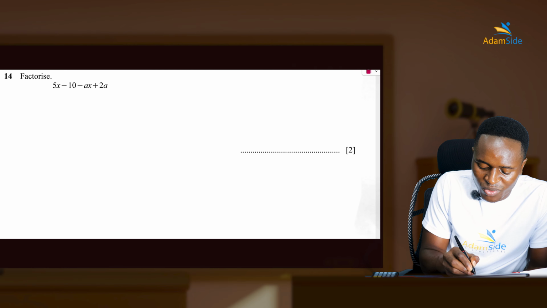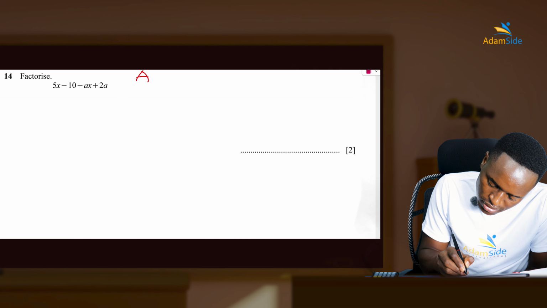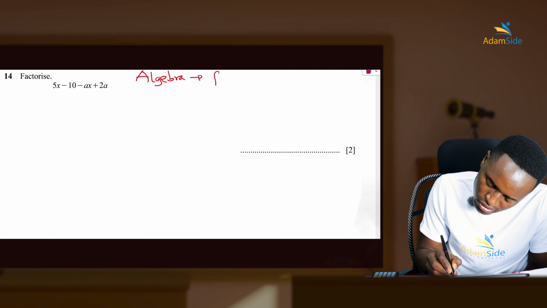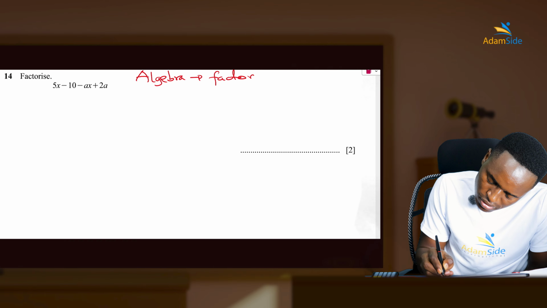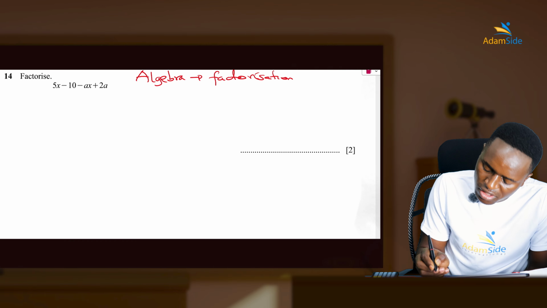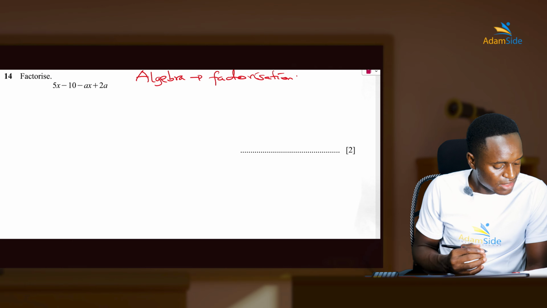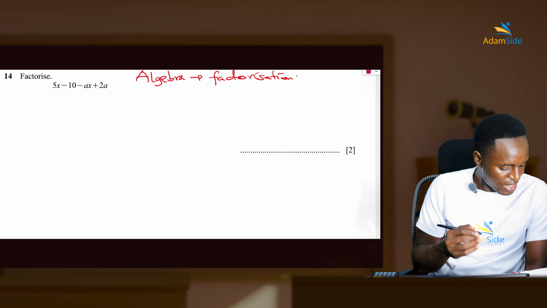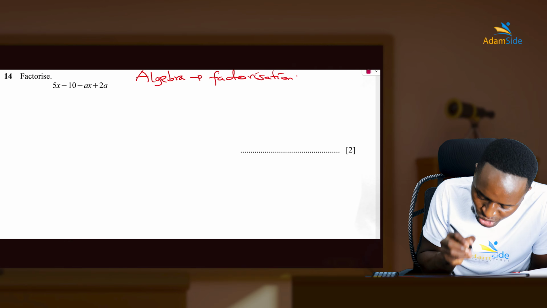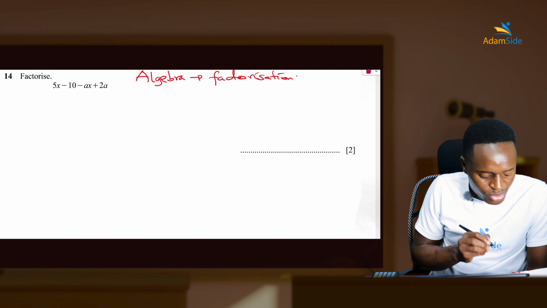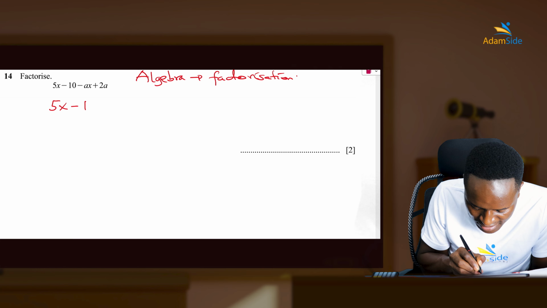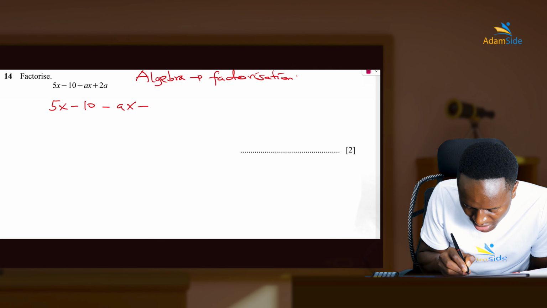Still on algebra. Wow. This is on algebra. Branch of factorization. So what you basically need to do here, we have 5x minus 10 and minus ax plus 2a. You have to introduce brackets. Factorization means introducing of brackets. So we introduce brackets. We have 5x minus 10 minus ax plus 2a.